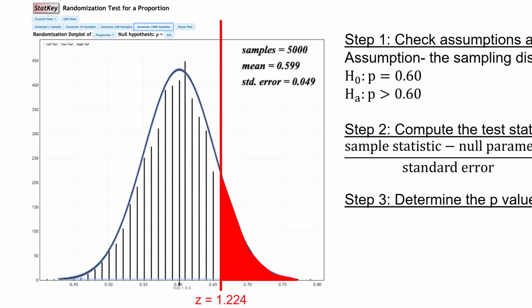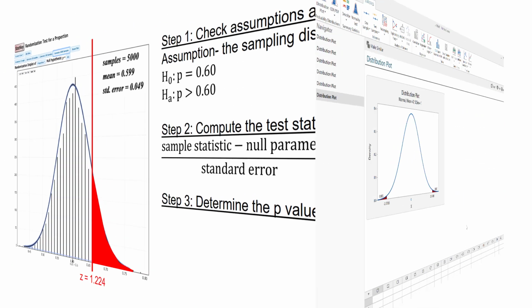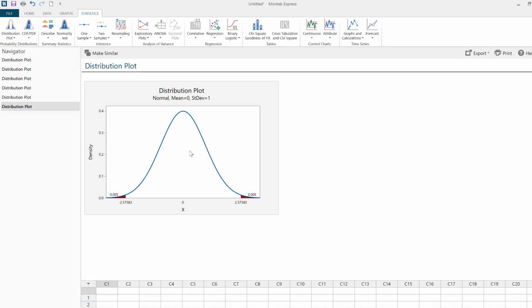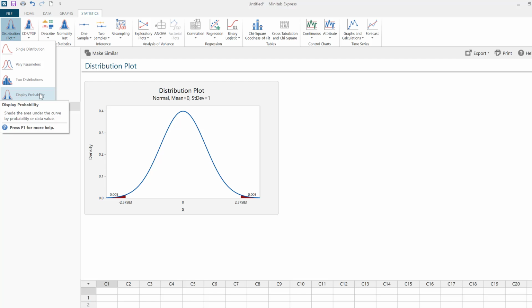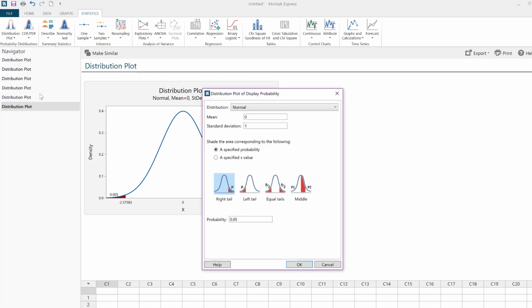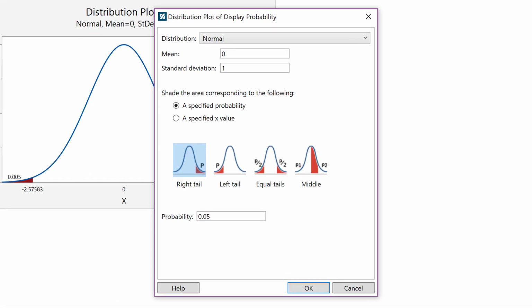I'll take you over to Minitab Express now to show you how we can find that proportion. We'll find our p-value by constructing another probability distribution plot to display the probability. We have a standardized test statistic. Because it's standardized, we're going to be mapping it on to the standard normal distribution, or z-distribution. That's a normal distribution with a mean of 0 and standard deviation of 1. Our test statistic is a specified x value.